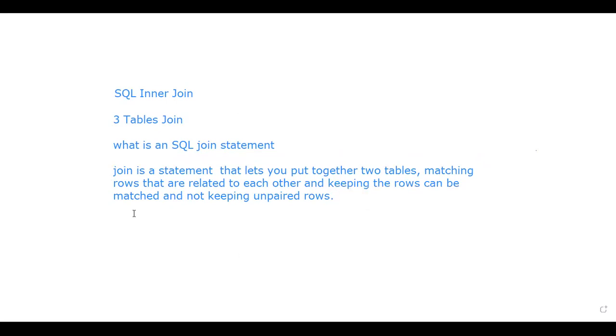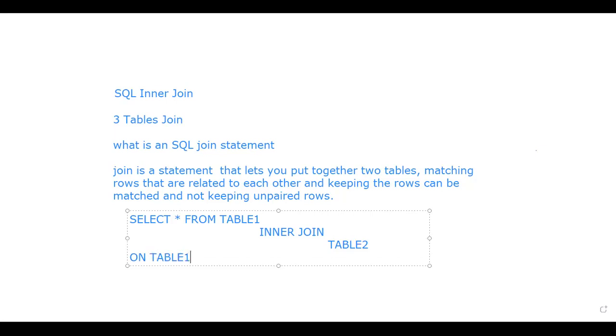So let's take an inner join definition over here. Select star from table one, join table two, keep that in your mind, on table one dot id is equal to table two dot id.